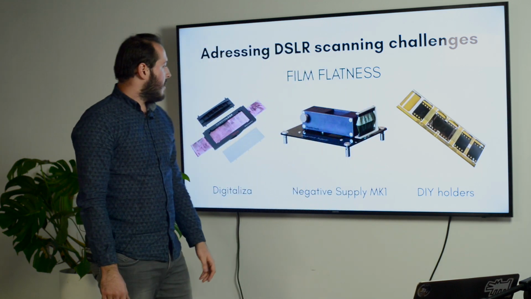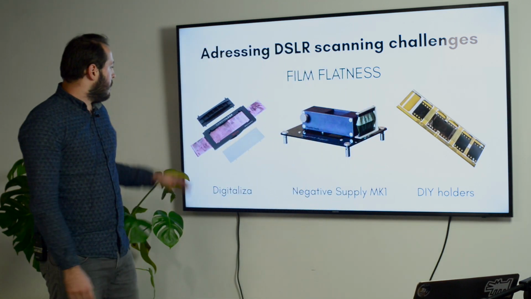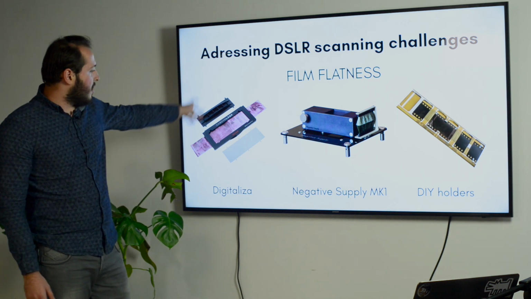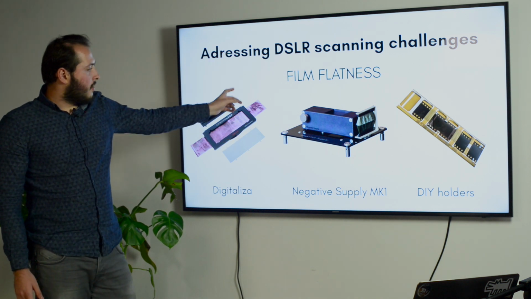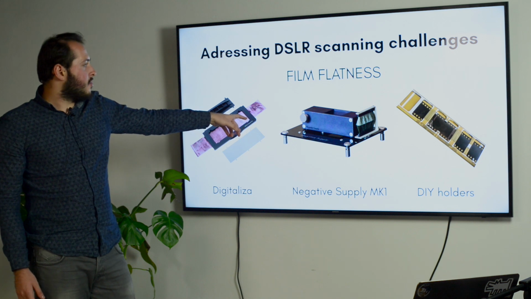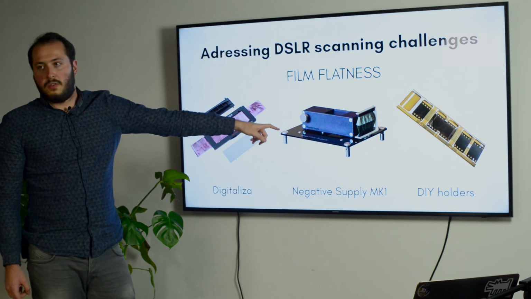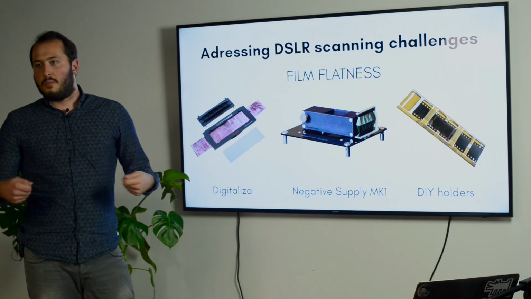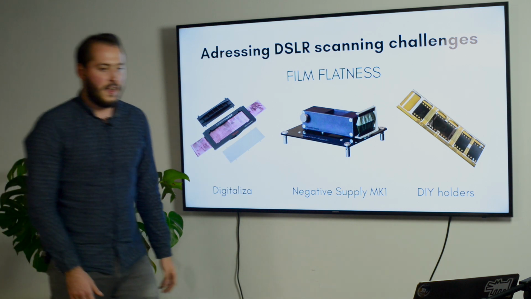Film flatness is important. There are some solutions, like Digitaliza by Lomography. Negative Supply MK1 is a very recent one, and they did a good job apparently. DIY holders: you will find people in the community usually DIY stuff out of cardboard, so it's not very good, but it works.